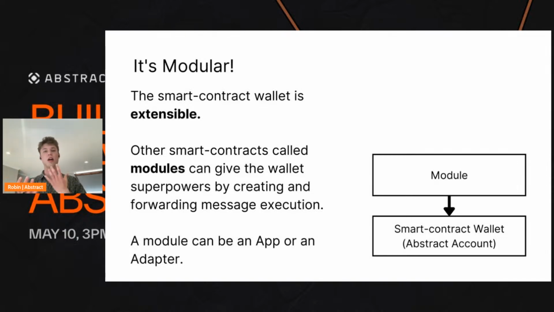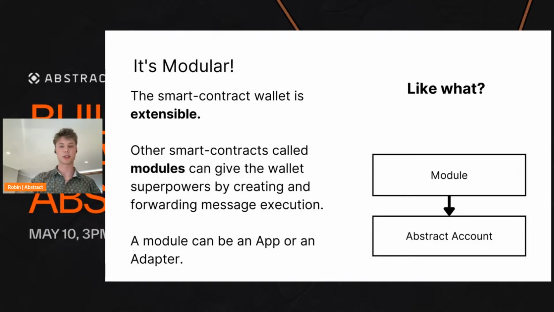When you install a module or an application, you're giving this module permissions to execute messages on behalf of your account. That way you can customize the creation of actions in your module and then forward them to the smart contract wallet, i.e. the abstract account, for them to be executed. And you can then compose these modules on top of each other to create very dependency-based architectures.